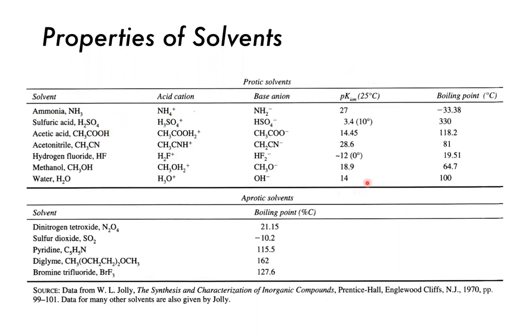You can see some of their pKs. So we can see that ammonia doesn't really like to dissociate that much. Sulfuric acid dissociates pretty well. You see water, its pKw is 14. We already knew that. So here are some aprotic solvents. They obviously don't dissociate at all. So like dinitrogen tetroxide, sulfur dioxide, pyridine, these things don't dissociate.